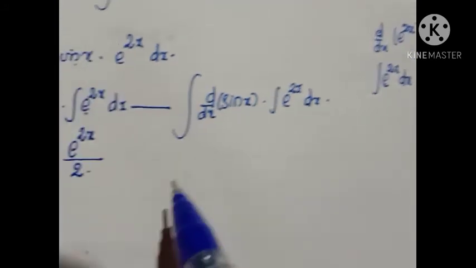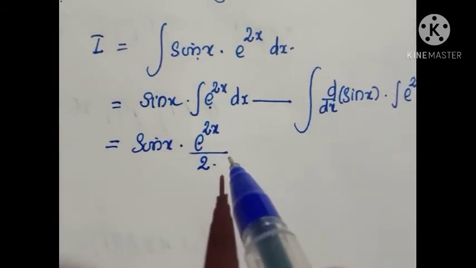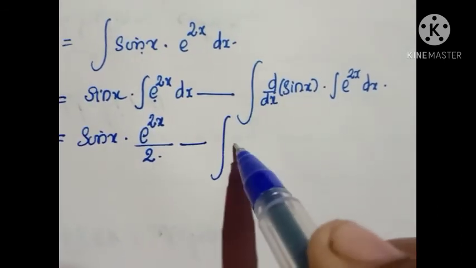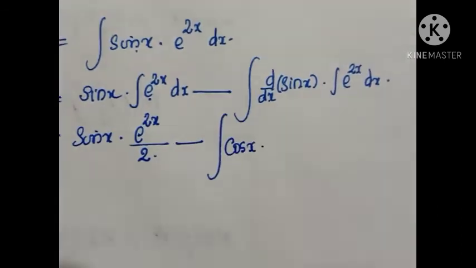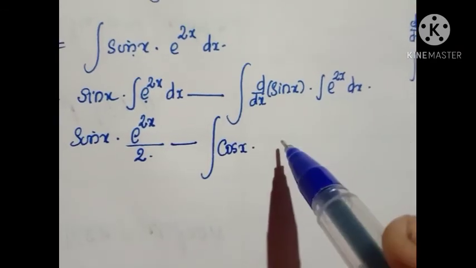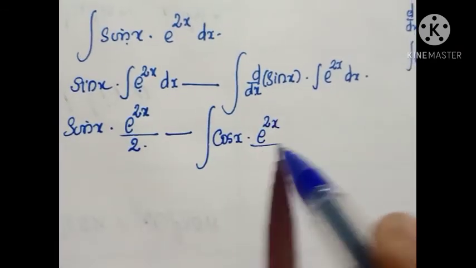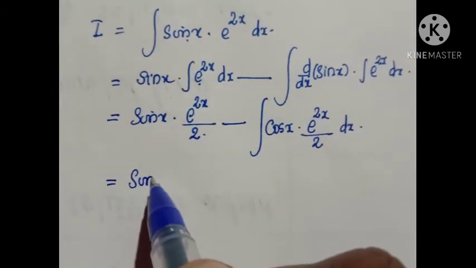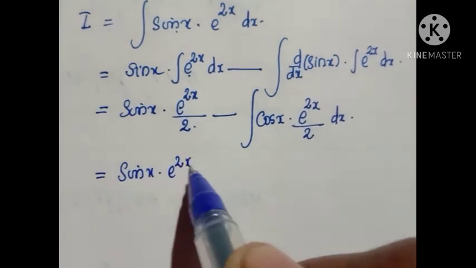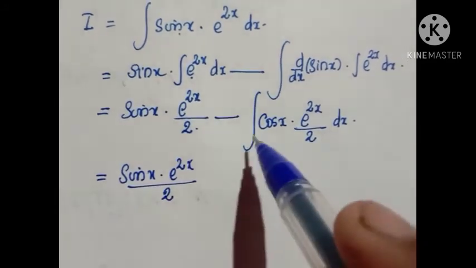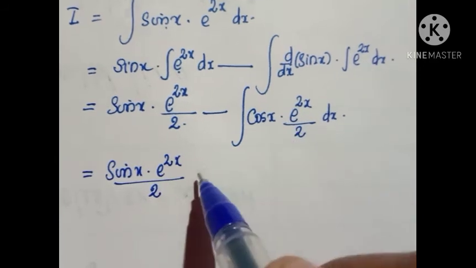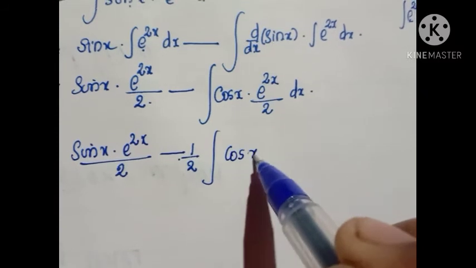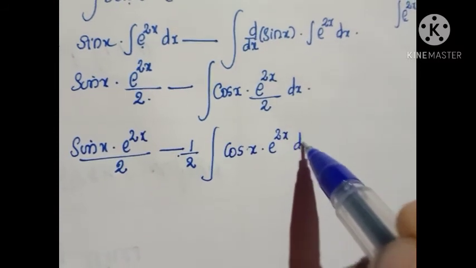Okay. On differentiation procedure, we need to multiply; here, divide. So, sin x into e raised to 2x by 2 minus integral of derivative of sin x. Derivative of sin x is cos x into integral of e raised to 2x, it is e raised to 2x by 2 dx. This is equal to sin x into e raised to 2x by 2. Here 1 by 2 is constant. So, take it outside. So, minus 1 by 2 into integral cos x into e raised to 2x dx.